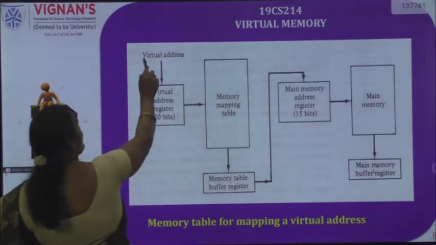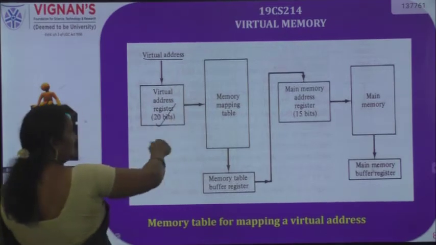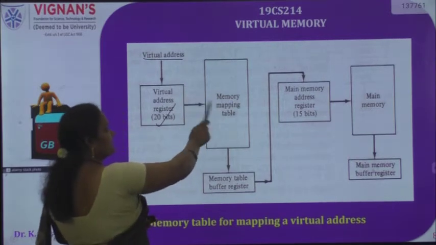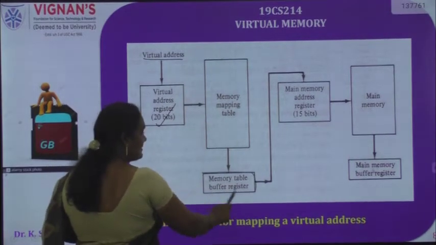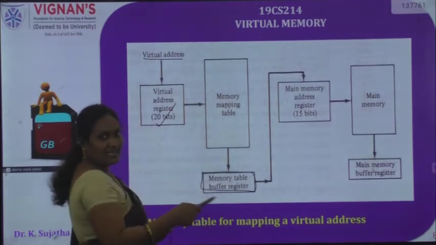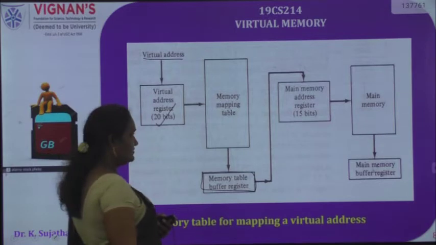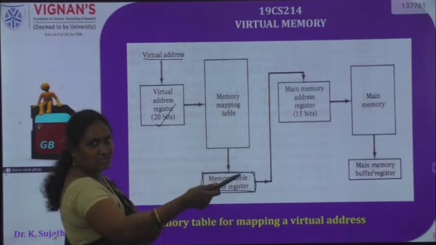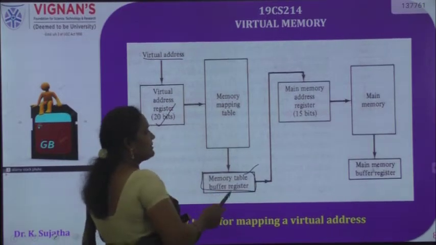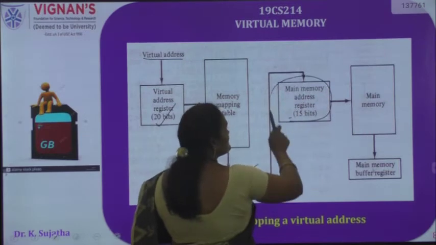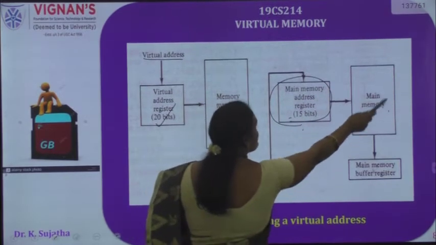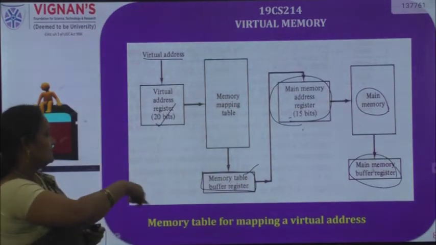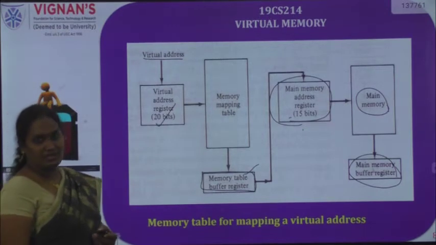Now, let us see. Here we have the virtual address register, which has 20 bits. Here is the mapping table. We pass this virtual address to the mapping table, and here is the memory table buffer register. It identifies from which location of virtual address to which location of physical address the mapping will occur, and that is represented by the memory mapping buffer table. This is the main memory address register, this is main memory, and this is the main memory buffer register. So, this entirely indicates the memory mapping table for a virtual address.